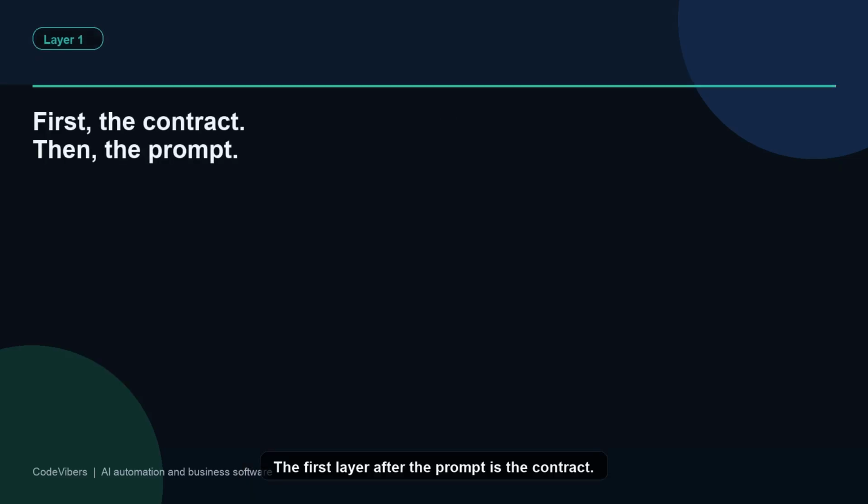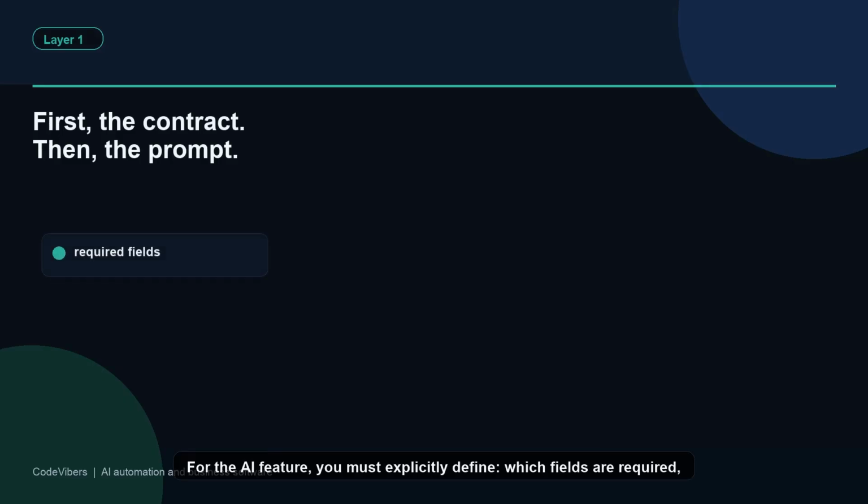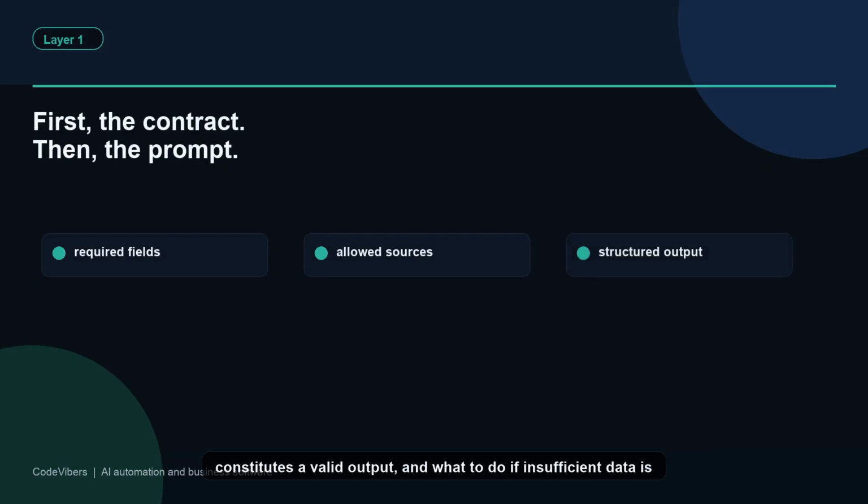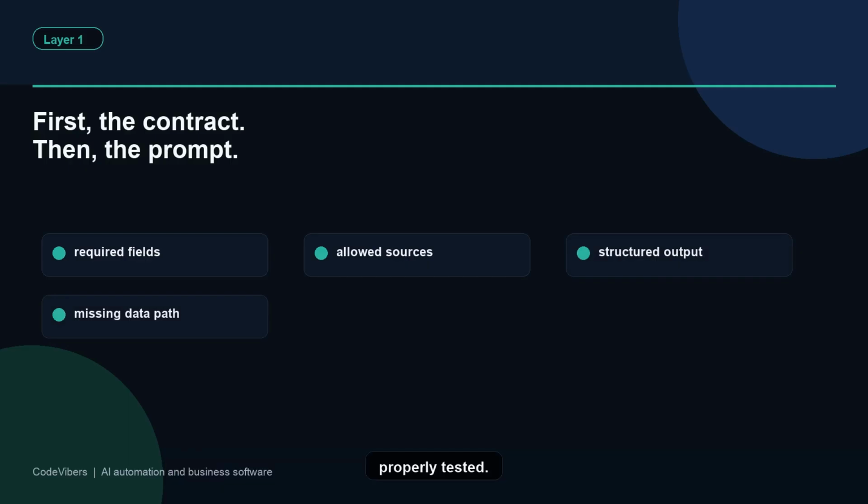The first layer after the prompt is the contract. For the AI feature, you must explicitly define which fields are required, which formats are acceptable, which sources can be used, what JSON or text constitutes a valid output, and what to do if insufficient data is available. Without this, the prompt becomes invisible business logic that cannot be properly tested.